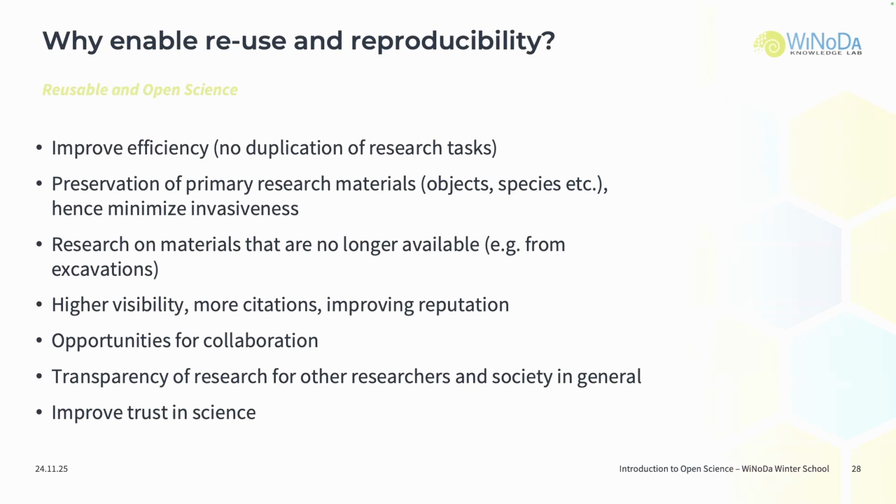Then towards the researcher, it improves visibility, might lead to more citations, and by this improving the reputation, it might open opportunities for collaboration. And in general, of course, reuse and reproducibility improve transparency of research for other researchers, but also to society in general. And again, here we have improving trust in society, in science, as a general aim.